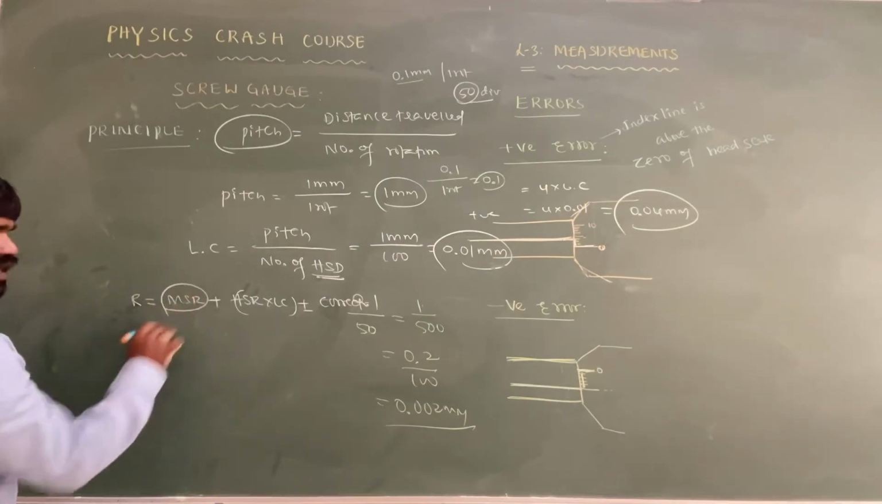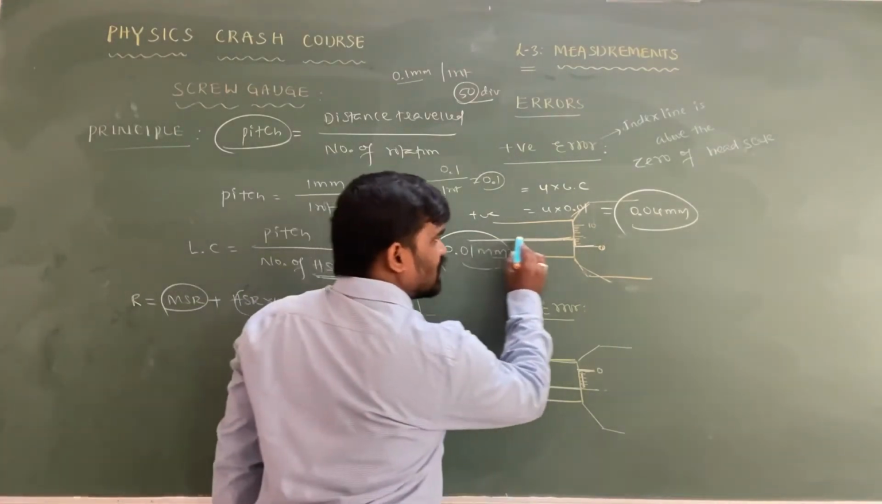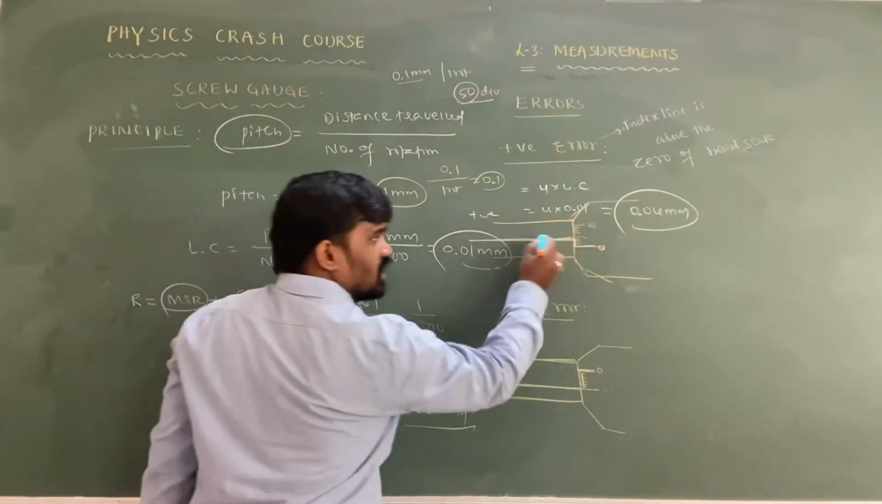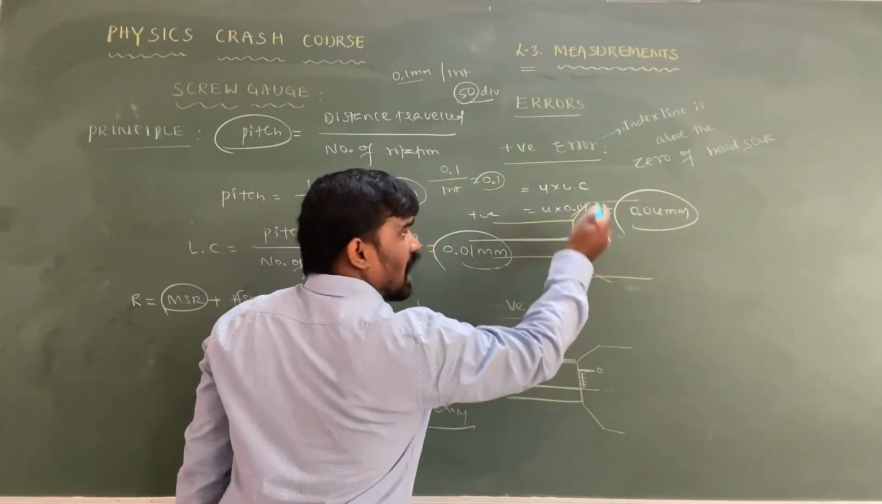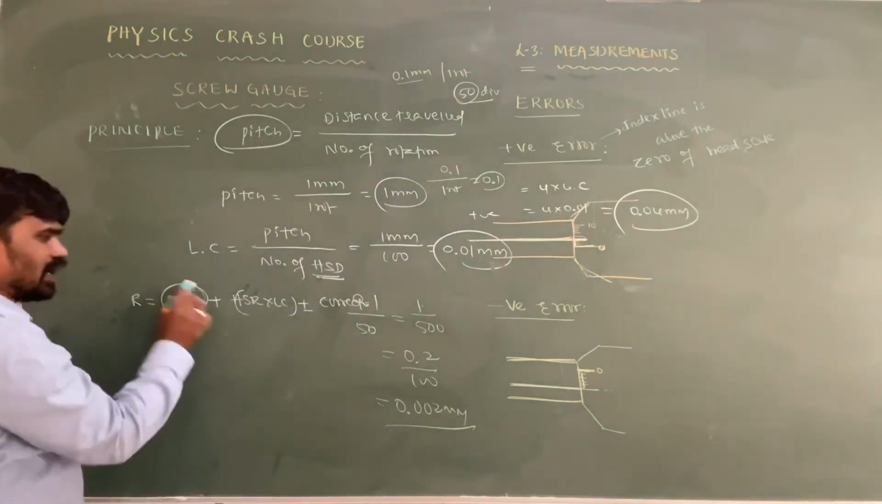MSR is the main scale reading. Main scale reading means the index line coincides with one of the main scale divisions, exactly or just above that division. Whichever division that is, it needs to be taken as the MSR.